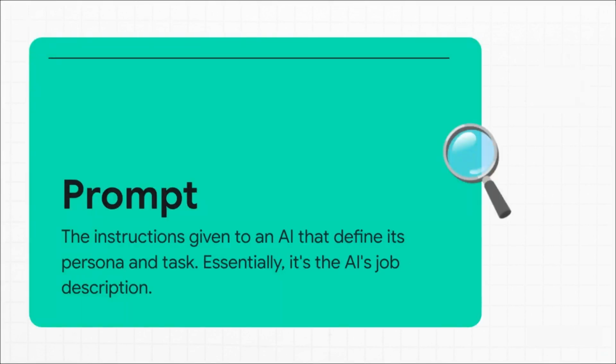But wait, how does the AI know what we want it to do? Well, that's where the prompt comes in. And a prompt, in this world, is so much more than just a question. Think of it like a job description. We're giving the AI a very specific role to play and a very clear task to complete.